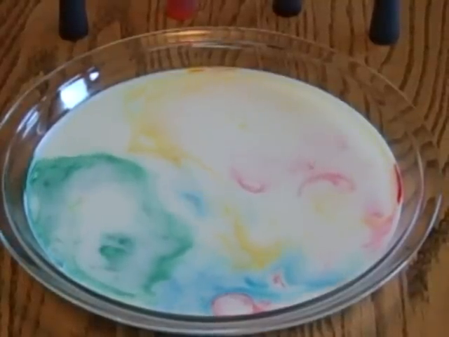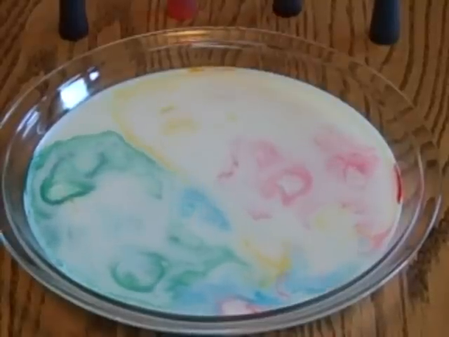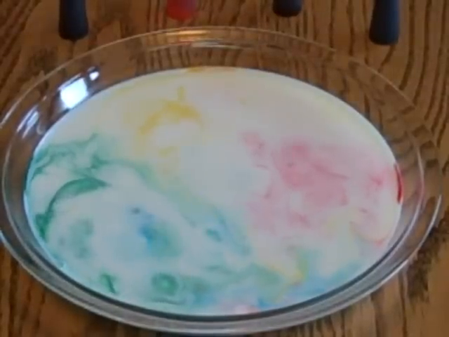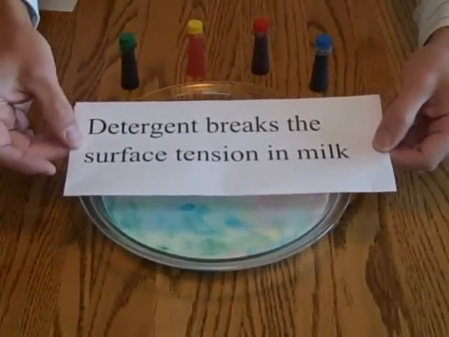The molecules of protein and fat are being chased around the dish and broken apart, causing the swirling effect that you see happening now. And now for our 7-word summary. Detergent breaks the surface tension in milk.